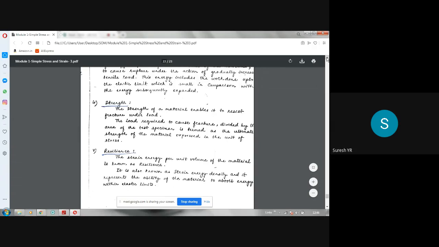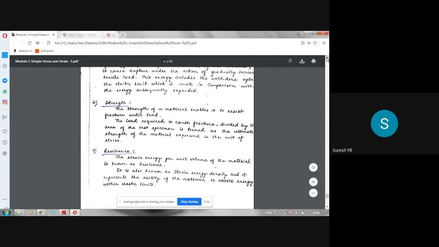There also we are using the compatibility equations. One is the strain compatibility equation, another one is the equilibrium equation. By using those two equations, we can find the stresses induced in the bars as well as the elongation of the compound bar. Then I explained to you some of the terms used in strength of materials to define the properties of the material. So these things we have covered.